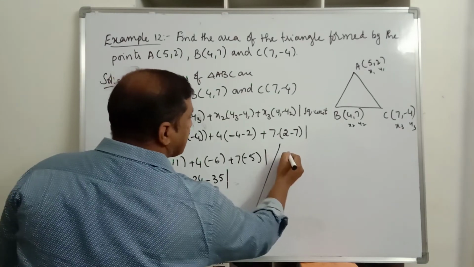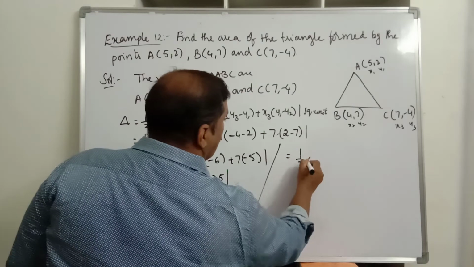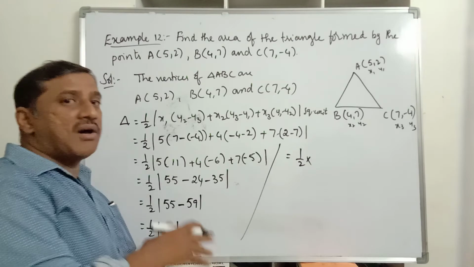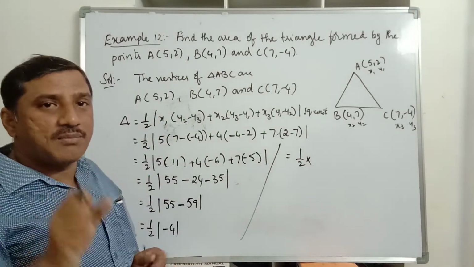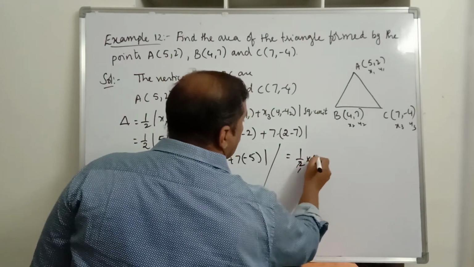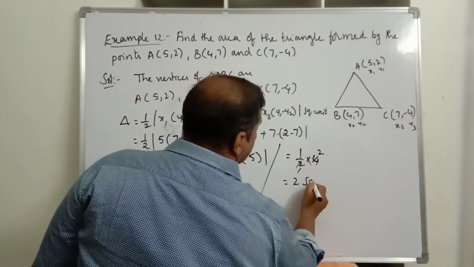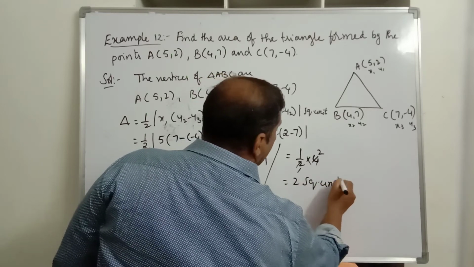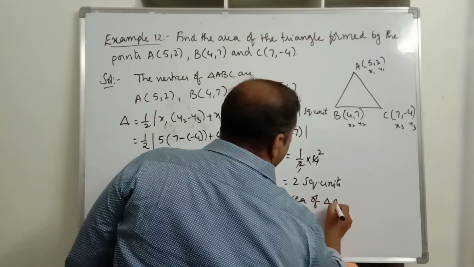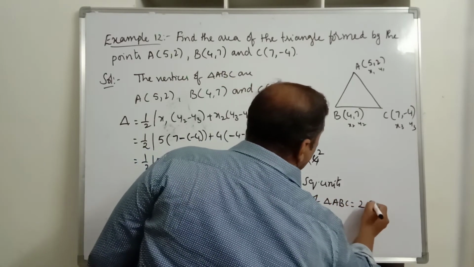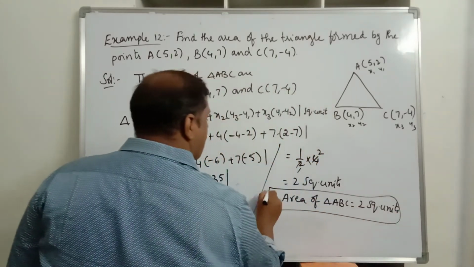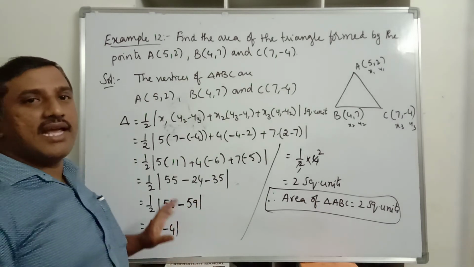Now I told you here it is half into modulus of -4. The modulus of any real number, positive or negative, is always positive. Therefore modulus of -4 is 4. Now 2 1s are 2, 2 2s are 4. You got 2 square units. Therefore area of triangle ABC is equal to 2 square units. Like this we will find the area of the given triangle by using the formula.